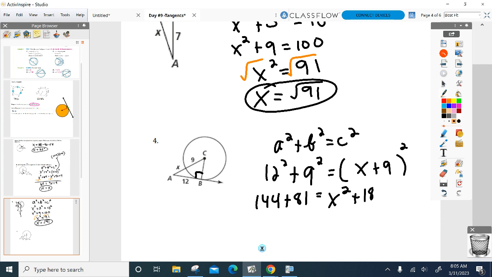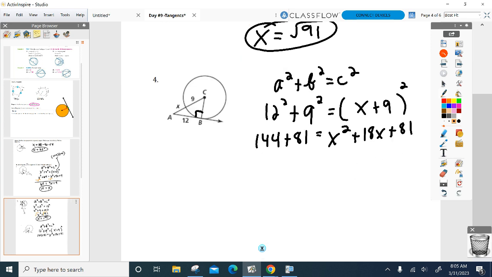What do we have in the middle? 18x and 81. So we end up with 18, because you get 9x plus 9x. Gives you 18x in the middle. We're all good? All right, moving on. 144 and 81, what's that? 225?